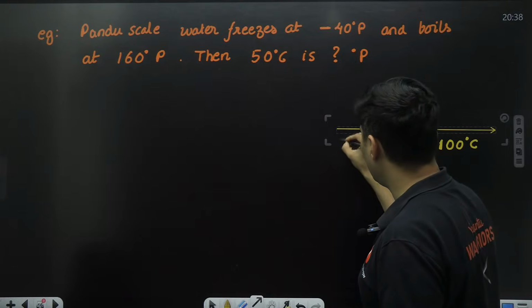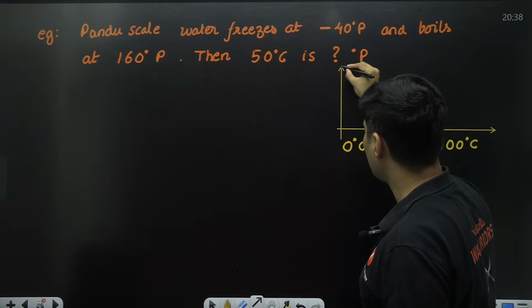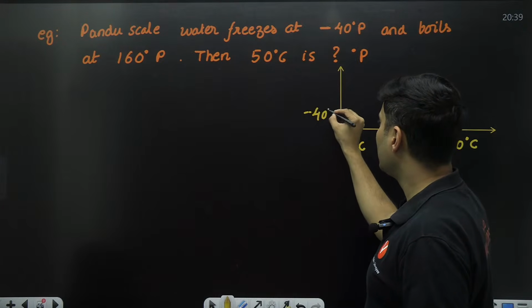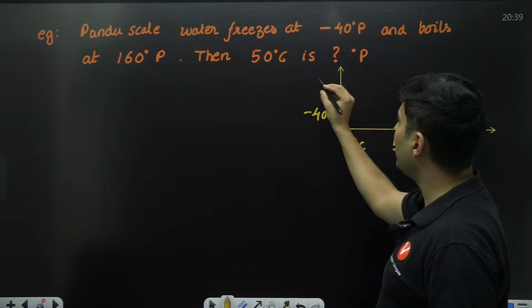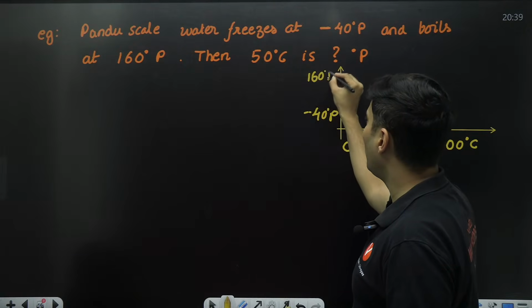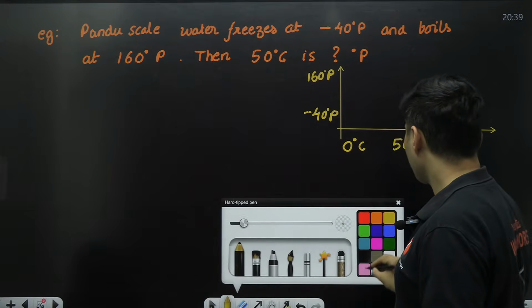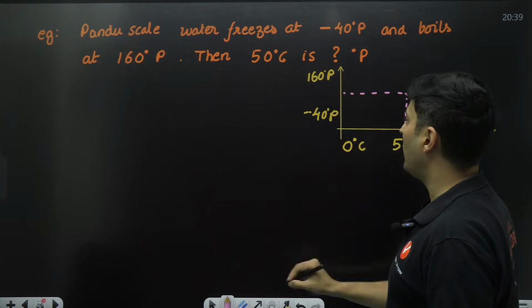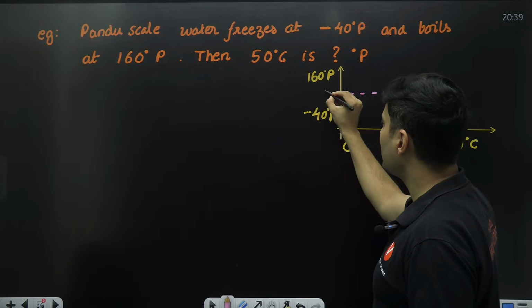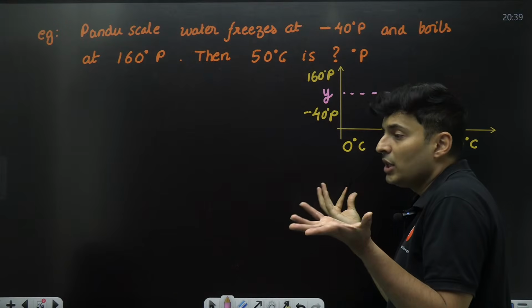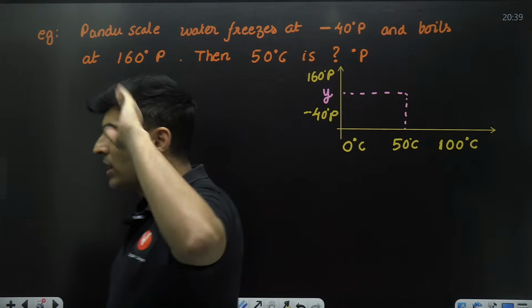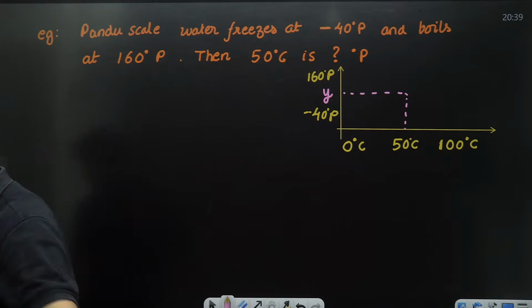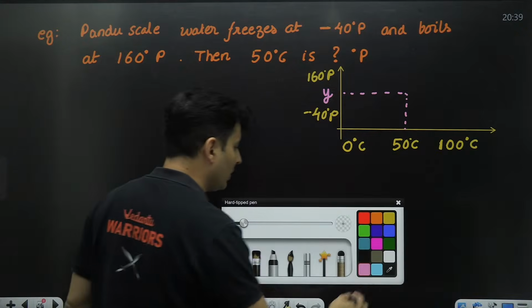All of this is in your Celsius scale. Now, if you talk about the Pandu scale, here it is. In the Pandu scale, the water is freezing at minus 40 degree Pandu. The water is boiling at 160 degree Pandu. I want to know now, 50 degrees Celsius is how many degree Pandu? I do not know how many Pandu it is, so I'll put that as Y. I want to figure it out. Are you now able to visualize this, everyone? Very good.